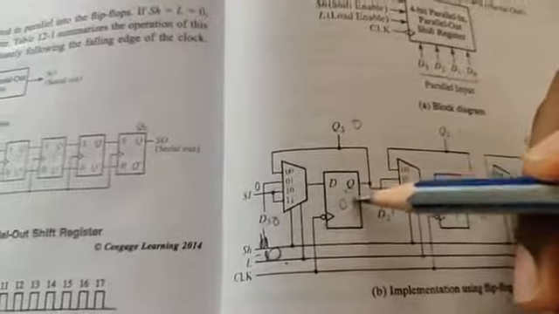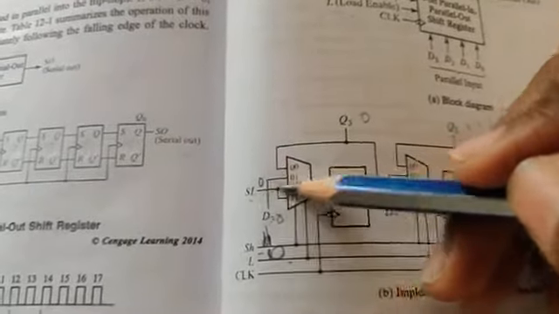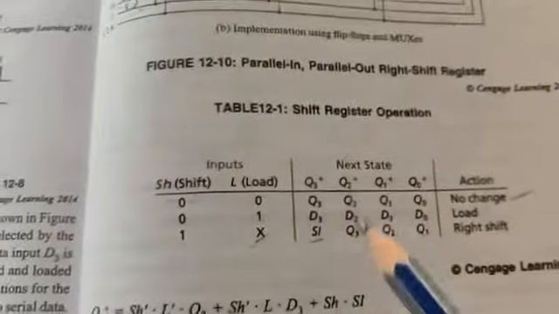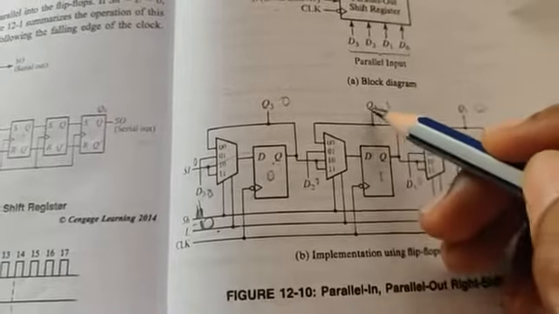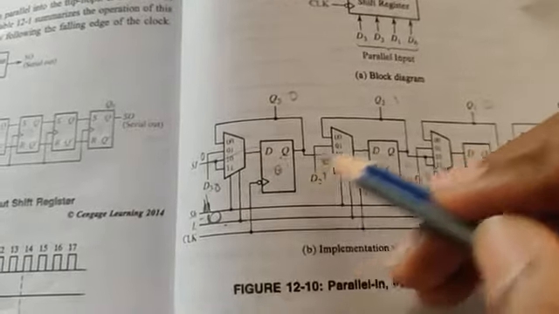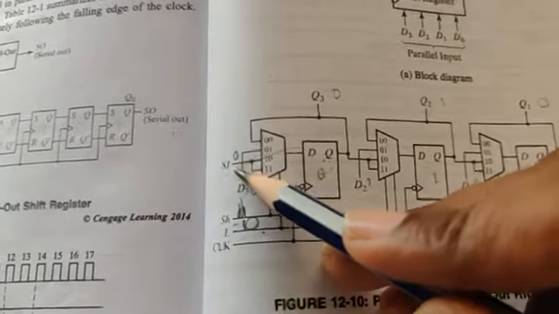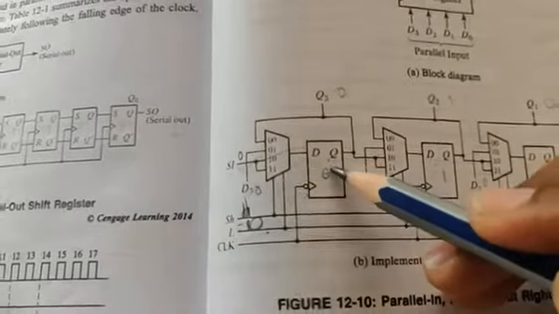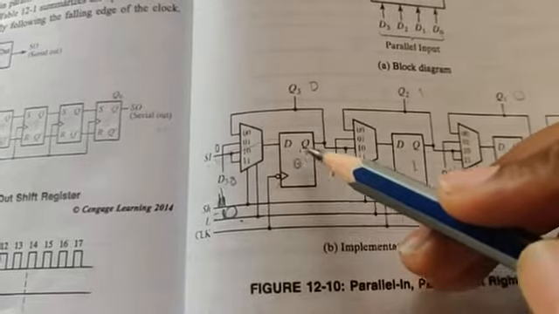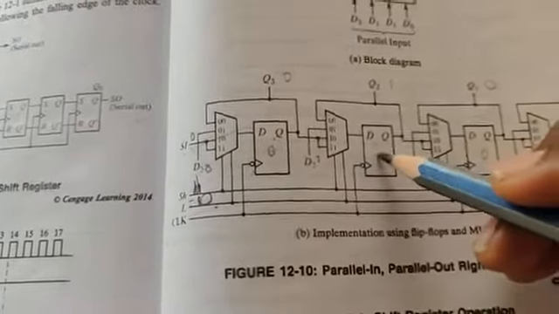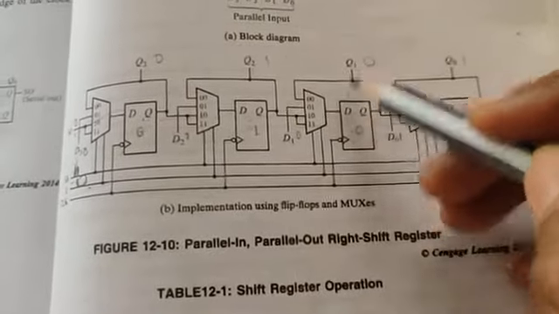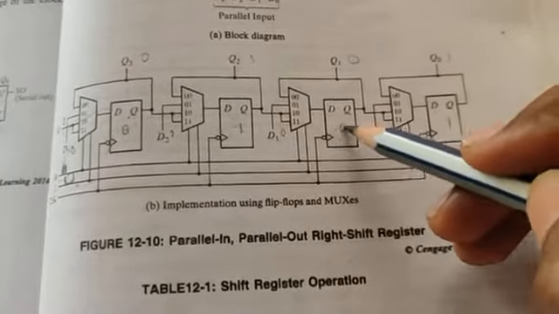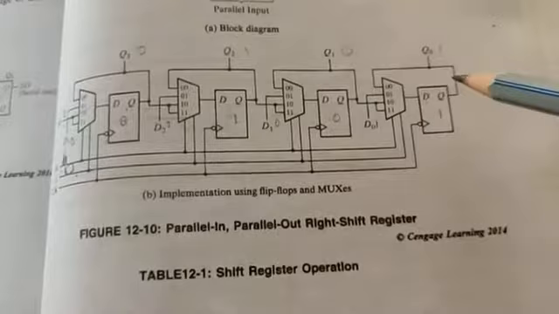Q3 refers to this flip-flop, which accepts from the serial input. Then Q2 accepts from Q3, so this Q3 will be passed to Q2. Getting serial in means the data present in the serial input will be passed to Q3. The data present in Q3 will be passed to Q2, the data present in Q2 will be passed to Q1, and the data present in Q1 will be passed to Q0. Shifting operation will be performed.